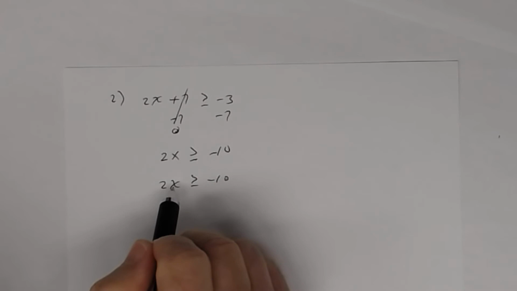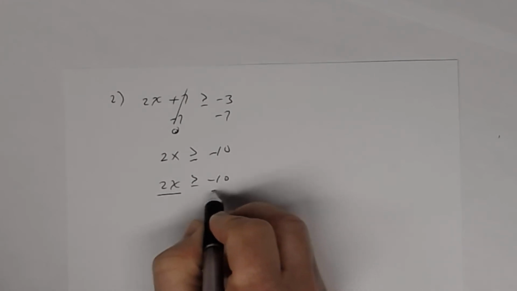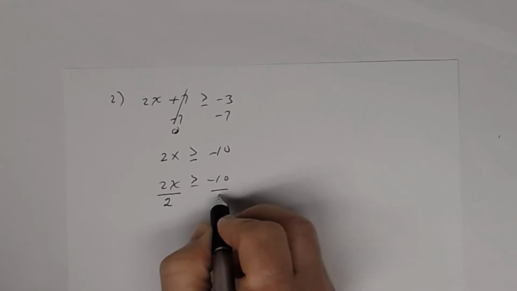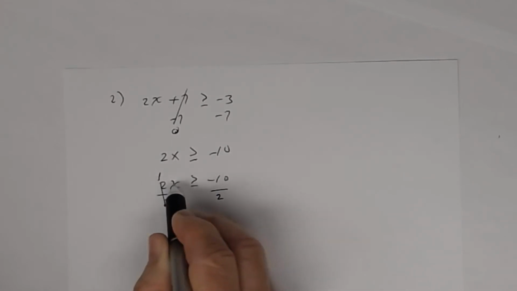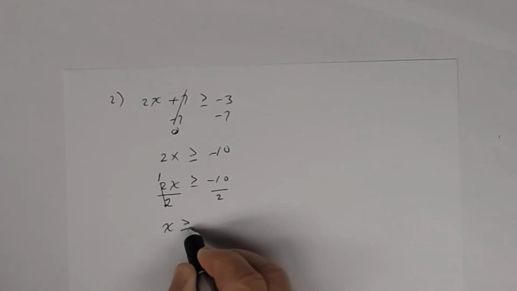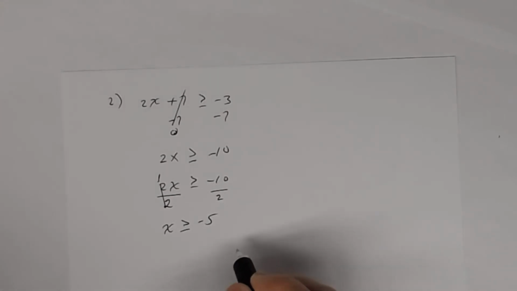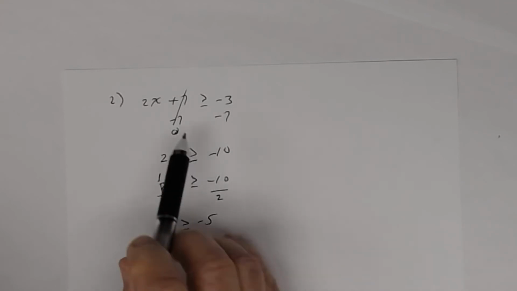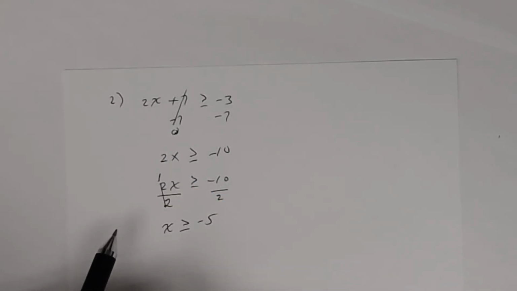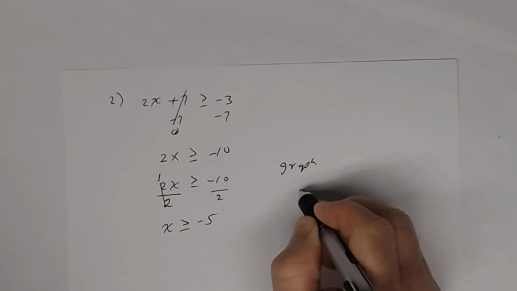At this point, I notice that I can easily get x by itself. Since I'm multiplying by 2, I can get it by itself by dividing both sides by that coefficient. So 2 divided by 2 is 1. 1 times x is greater than or equal to negative 10 divided by 2, which is negative 5. So any real number greater than or equal to negative 5 is a solution to that original statement.